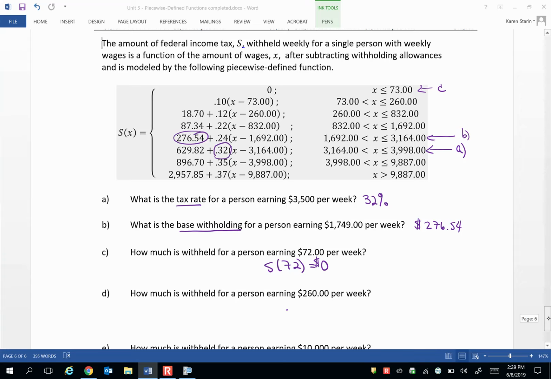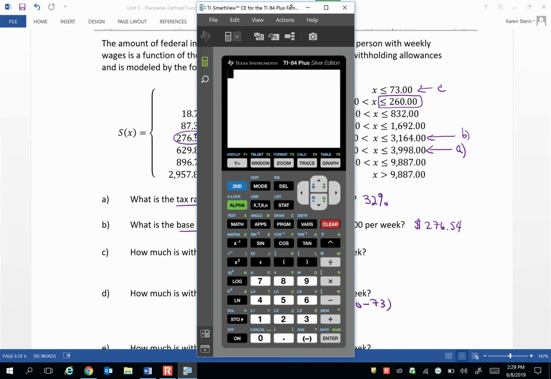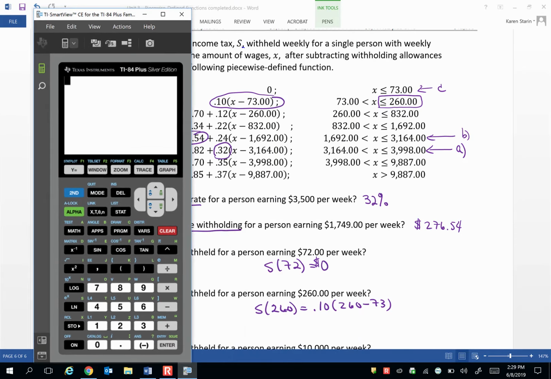Part D, how much is withheld for a person earning $260 per week? So this is a boundary point. So we have to go to the piece where we have the equal bar. So we are going to use this to evaluate S of 260. So we're going to take 10% of 260 minus 73. I'll probably just bring up a calculator to do that for us here. So 0.1 times the difference of 260 and 73.